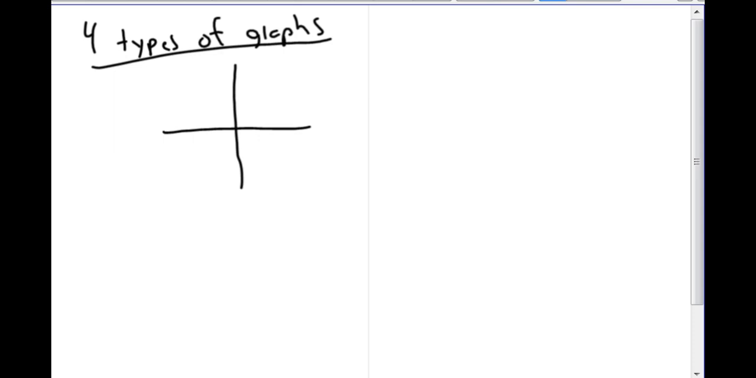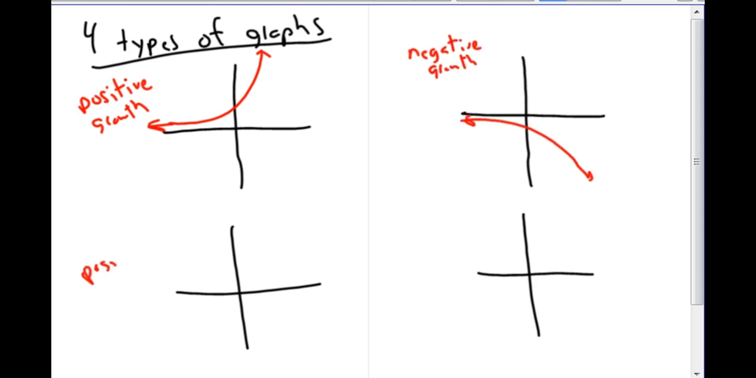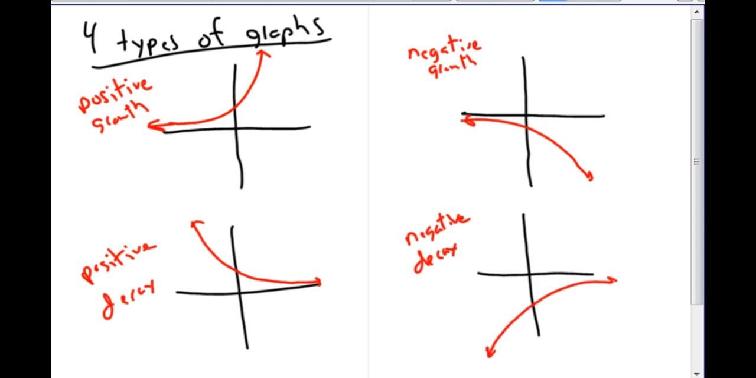All right. So that's going to lead us to this summary slide here. There are 4 types of graphs that we've looked at when it comes to exponential. We've got positive growth, where it's going up. We have negative growth, where the growth is all in the negative y values, especially as we're going along the positive x direction. Positive decay, where the values are all positive, but they're decaying, and then you could have negative decay, which would be a graph something like that. Those are 4 types of exponential graphs.